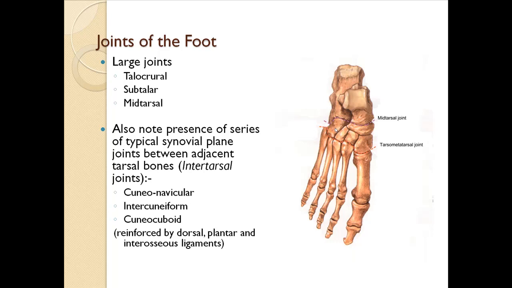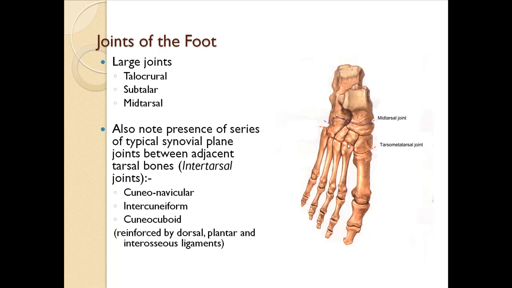These are typical synovial joints, so the articular surfaces are all covered in hyaline cartilage. They're surrounded by a double layer, the outer layer being the fibrous capsule, and inside that we've got the synovial membrane that lines the fibrous capsule and attaches to the joint margins. All of these joints are stabilized by a very strong set of dorsal ligaments that pass from the dorsum of one bone across to the dorsum of the other bone.